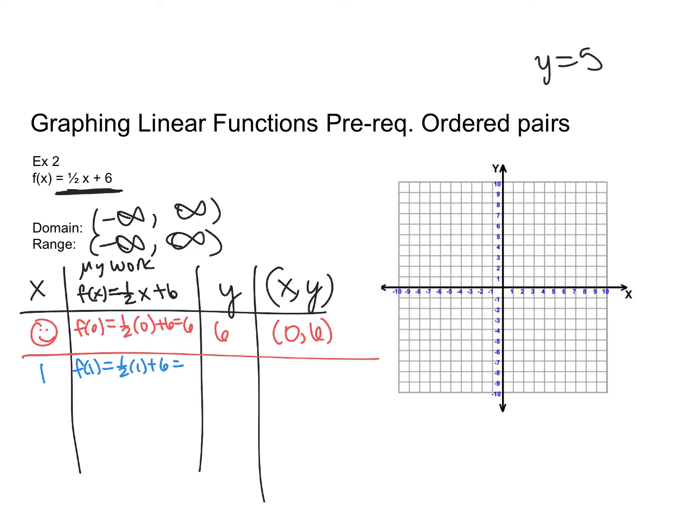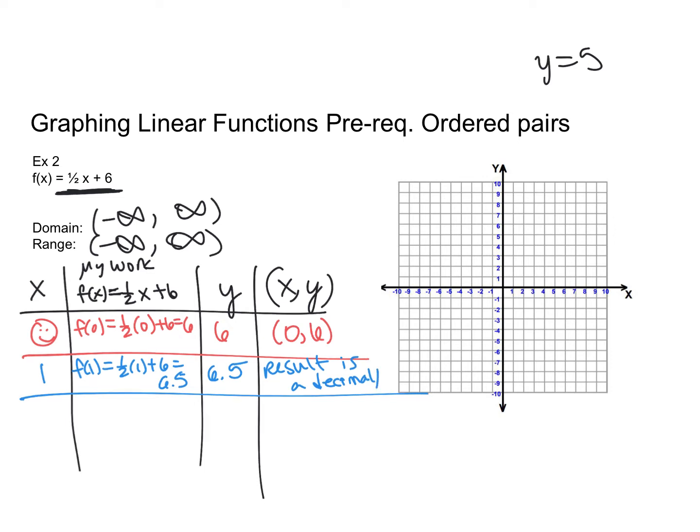When I do 1/2 times 1, I get 1/2. And then when I add that to 6, I get 6.5. Well, the problem with that is it's going to be hard for me to graph it, right? Because I'm going to have to go in an increment of 0.5. So even though that is an ordered pair on my graph, I wouldn't necessarily choose it because the result is a decimal or a fraction.